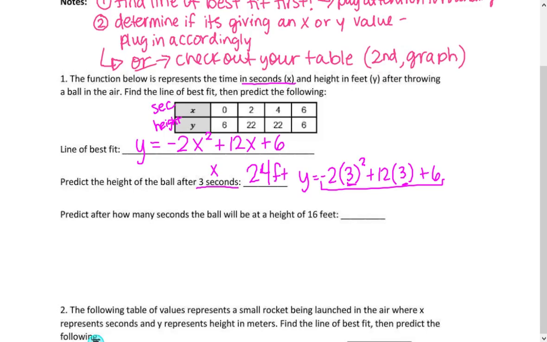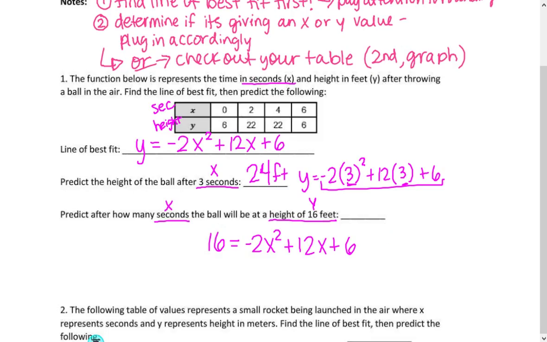Alright, now on for our next example. We're going to predict after how many seconds, remember our seconds is talking about the x value, the ball will be at a height of 16 feet. So the height of 16 feet, now this is representing a y value. So I would need to plug it in for y technically. However, we're going to again use that calculator. So it's asking when y is 16, what is the value of x? Well, we can't exactly solve this in the nicest way right now. We'll have to talk about this at another time.